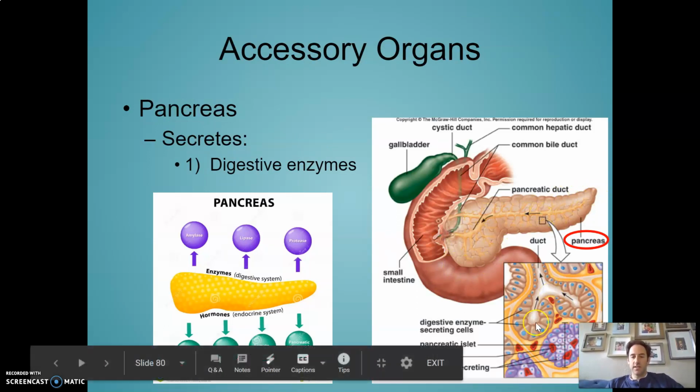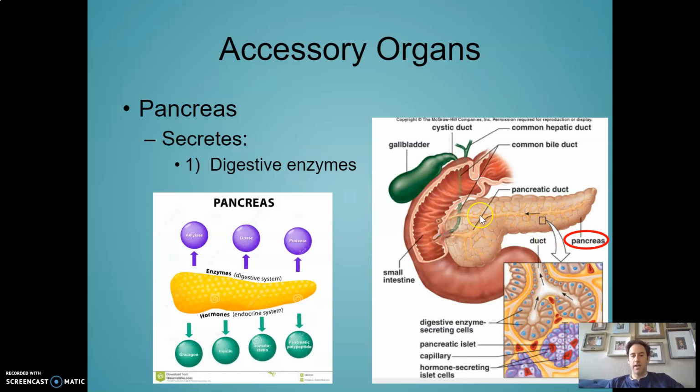And you can see that there's cells, if we zoom in on it, these cells produce digestive enzymes. And these digestive enzymes are released into this duct, and they travel down the duct, and they are dumped into the small intestine. So all those enzymes that help break down the food actually come from the pancreas. So the pancreas is pretty important.